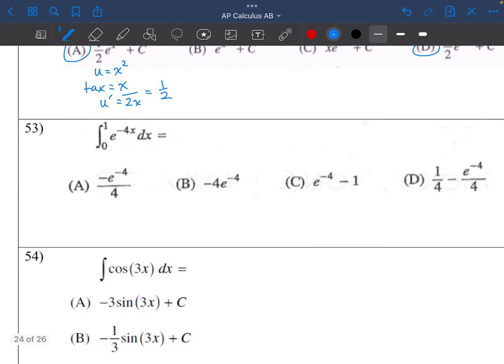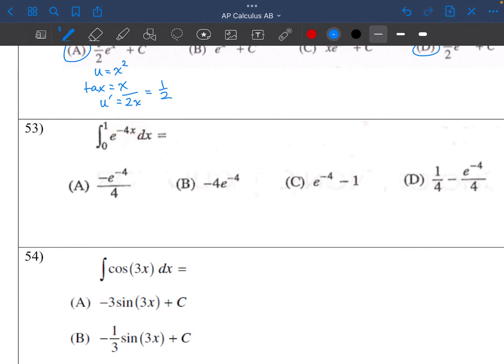Number 53. A definite integral this time of e house. I love e house, but again, it's going to be a tax person, because if the inner here was just x, then we'd be cool, because the derivative of x is 1, which means you don't have to pay tax person. Anything other than that, in this case a negative 4x, you have to pay your tax person.